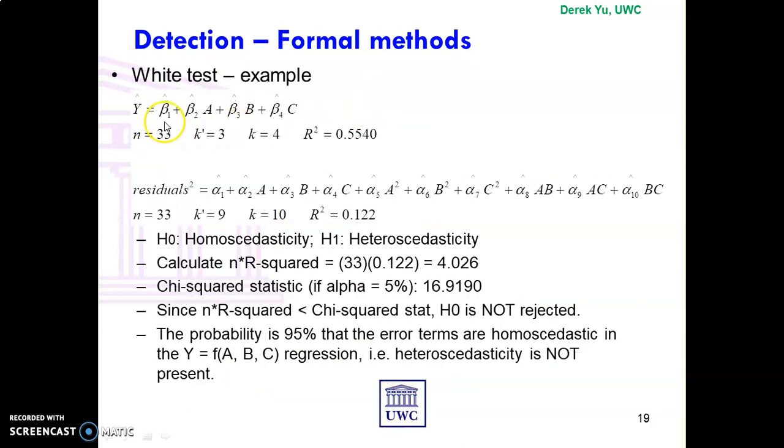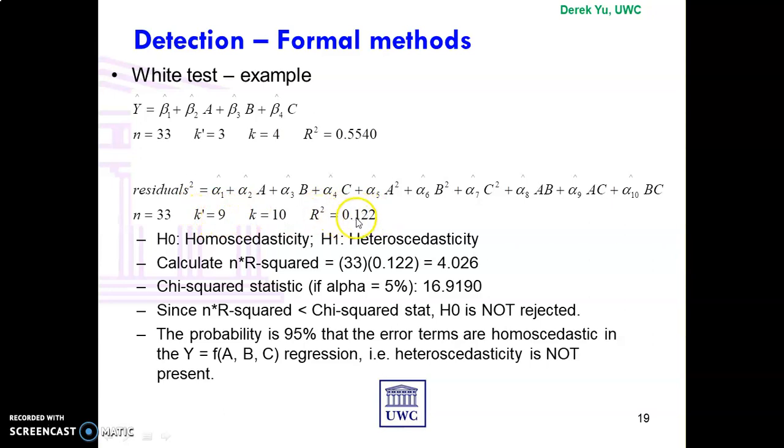So let's do this question. This is my original regression, a multivariate regression, A, B, and C. And then we extract residuals and then residual square, which is regressed on A, B, C, A square, B square, C square, then the cross products, AB, AC, BC. Sample size 33, K 10 parameters. So K prime actually stands for the number of parameters excluding the constant. This is why K prime equals 9, which is actually the degrees of freedom when we look for the chi-square statistic.